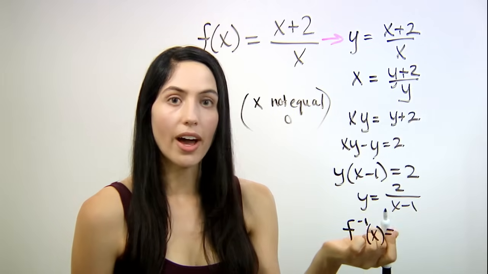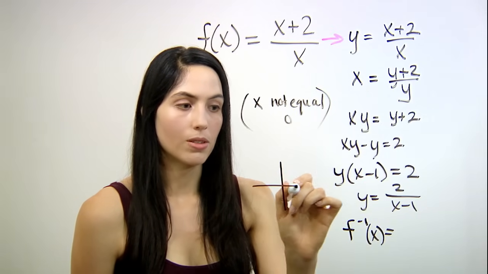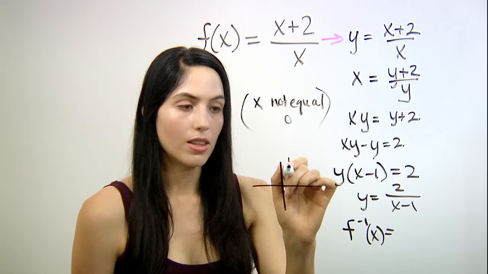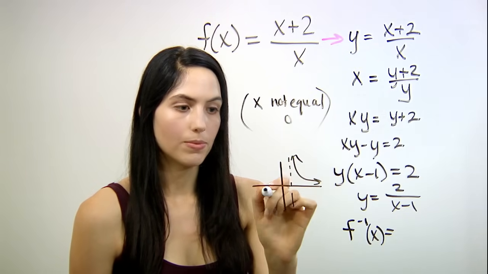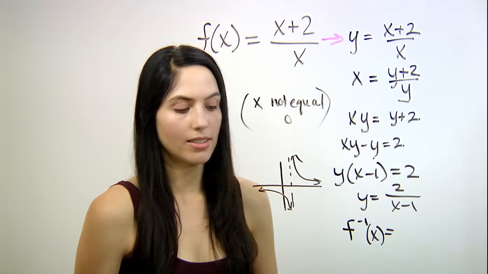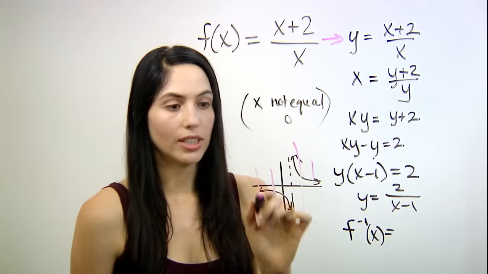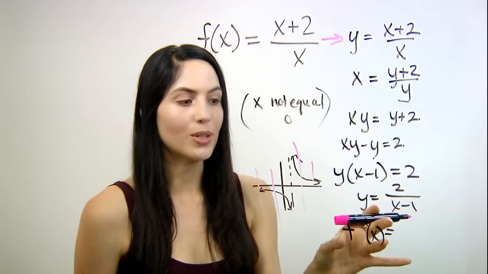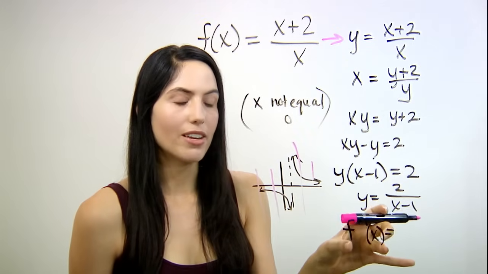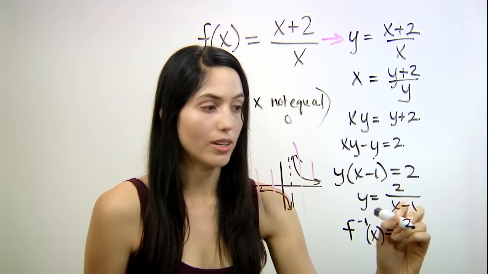And if we look at the graph of this function, as you know, it would look something like this. So if you did the vertical line test and checked everywhere, it only intersects once, so it's a function. So we can use this notation, f inverse of x equals 2 over x minus 1.